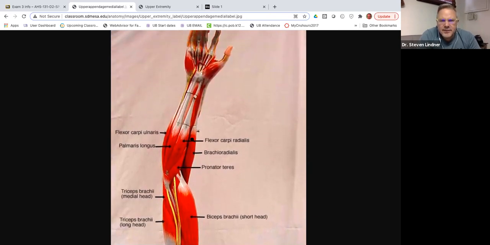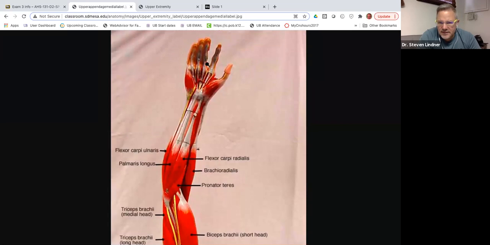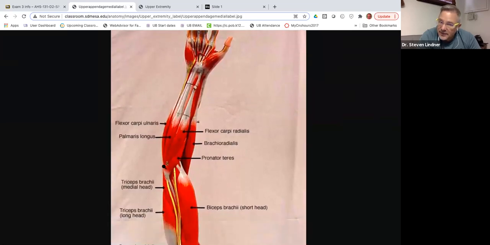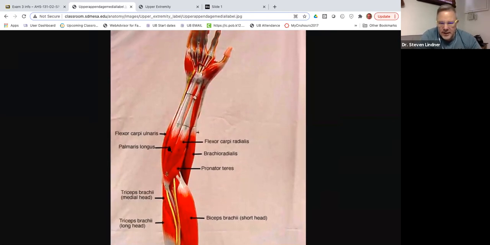When we move down to the forearm, what I want you to understand is that many of the muscles of the forearm cross the elbow and they cross the wrist and some cross the fingers. So anything that's on the anterior forearm is either going to flex the wrist or flex the fingers, and they can flex the elbow. Anything on the anterior, you have to think perhaps it's going to flex the joint to some degree.